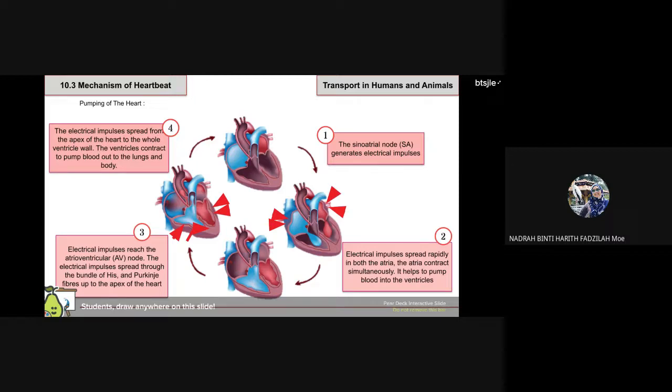So when the impulse reaches the heart muscles atau cardiac muscles in the atrial region, the atria will contract simultaneously. Atrium kiri dengan kanan akan mengecut serentak menyebabkan darah flows downwards into the ventricles. So bila atria contract, blood flows into the ventricle.